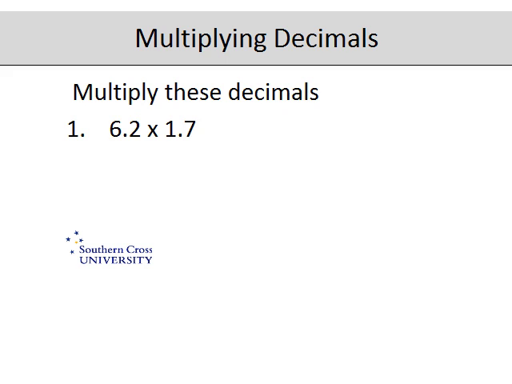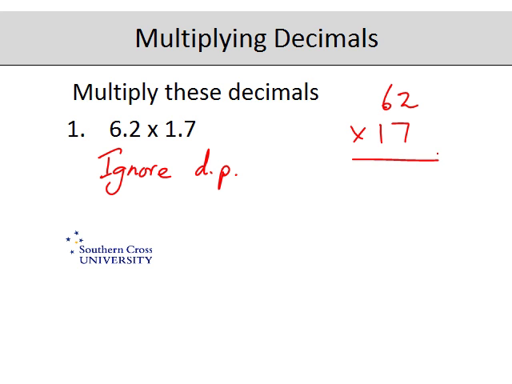In this video we're going to look at multiplying decimals, and the first question is 6.2 multiplied by 1.7. So the first step that we need to do here is to ignore decimal points. So we make the question 62 multiplied by 17. Now I'm not going to strictly go through the long multiplication procedure, but we need to get an answer.